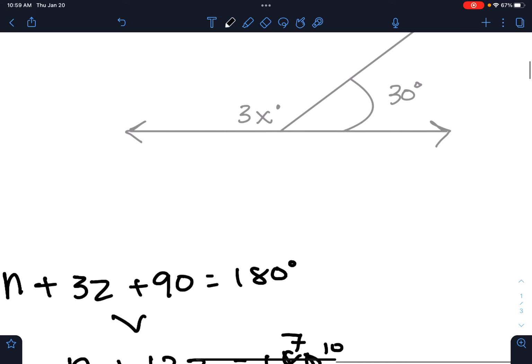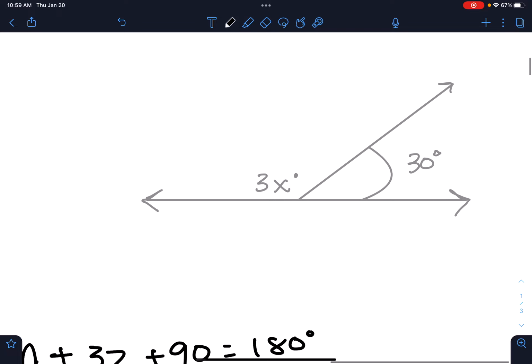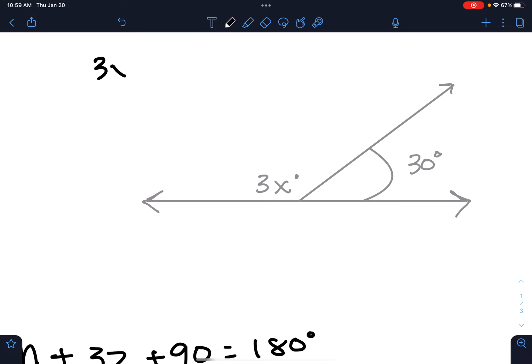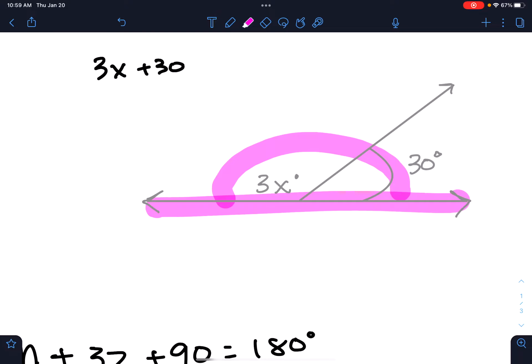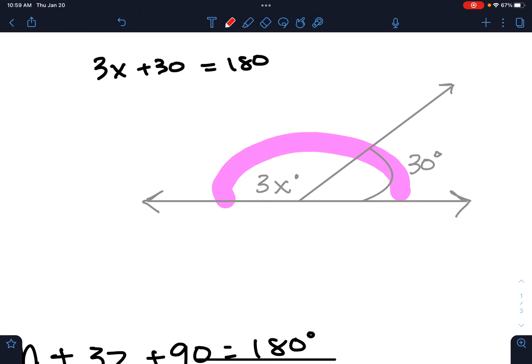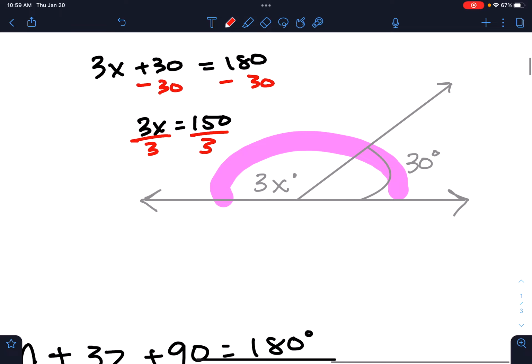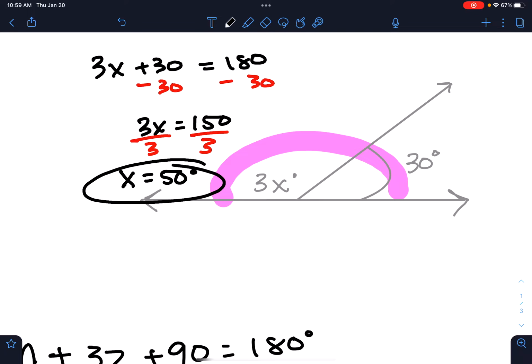Now moving on to whenever you have a straight line, same procedure. Create an equation. You have 3x plus 30, because we're adding all of this to create that straight line, should equal 180. First step, subtract the 30, which leaves you with 3x equals 150. And the final step is to divide by 3. In this case, we have a 3x, or 3 next to the x, so we are left with x equals 50 degrees. That would be your answer.